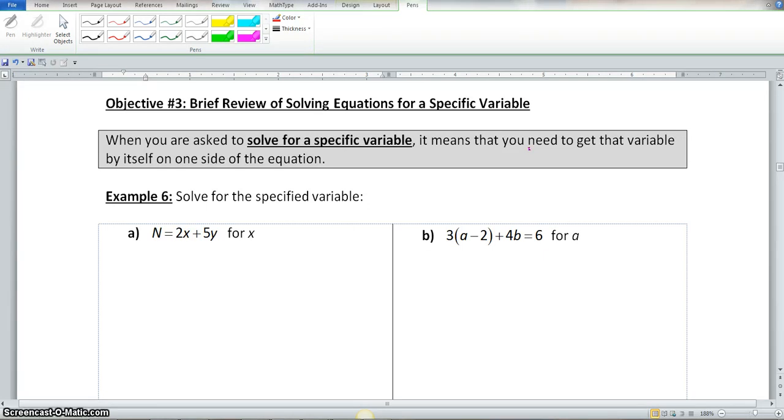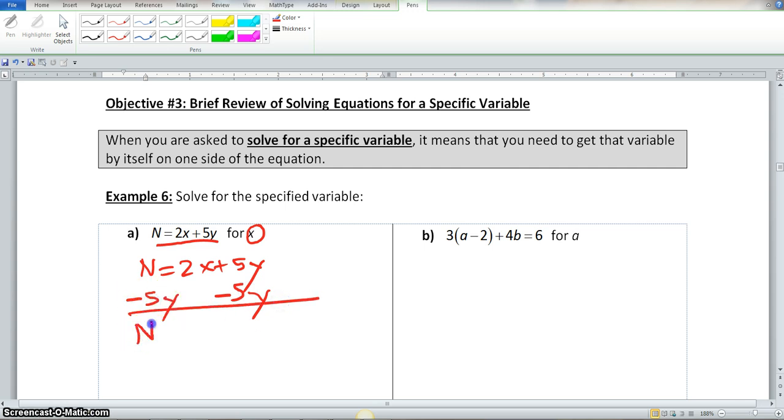Now, if you notice, you're given an equation here, but you're given a variable to solve for here. So we're solving for x. When you see that word for, that means solve for this variable. So now we need to get x by itself. So we have n is equal to 2x plus 5y. So we can first subtract 5y on both sides. So we have n minus 5y is equal to 2x. Next, remember, we want to get x by itself. So we would divide each side by 2.